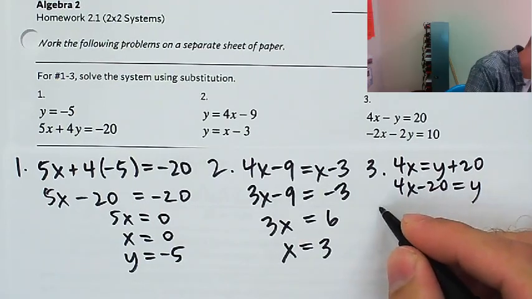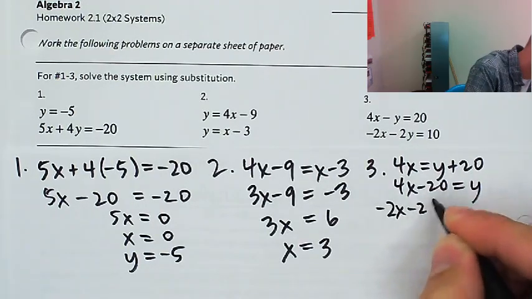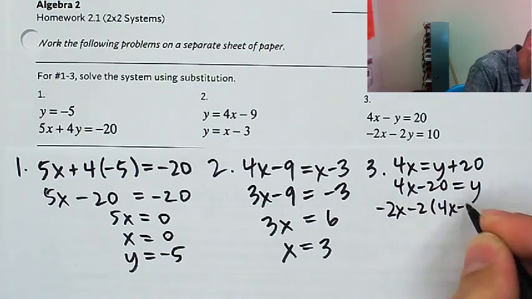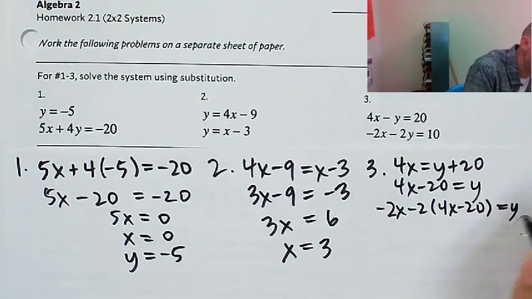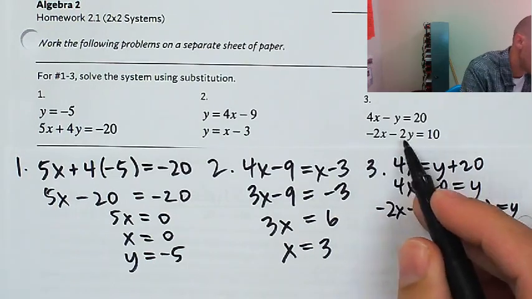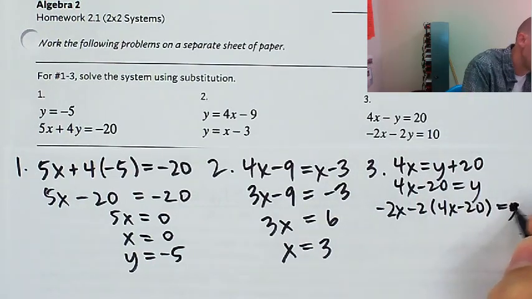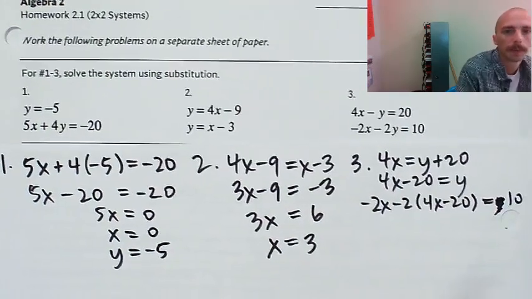So if I go over here and I say, all right, -2x minus 2y, which I now know is 4x minus 20, that's also y. Wait, no. I don't know. -2x minus 2y, that's equal to 10. So that doesn't seem right.